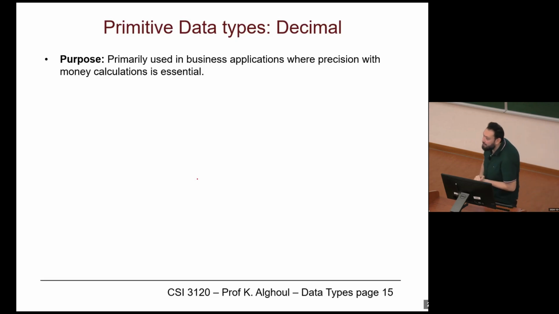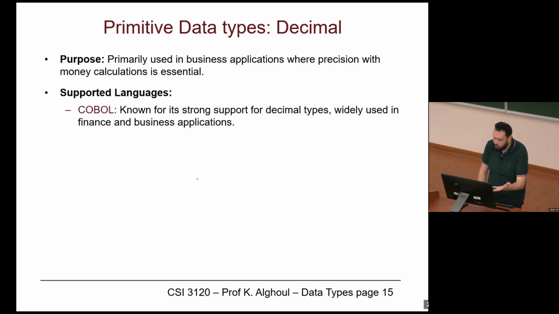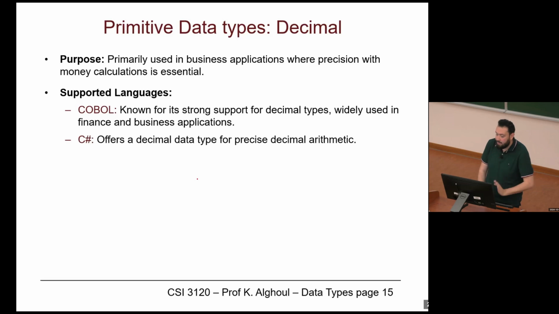So that means if I use a decimal, I'll be able to be more accurate. We're going to see an example. Some of the languages that support decimal as a type are C#, which is popular for supporting decimal, and also there's something called COBOL. I've never used it, but it's widely used in finance and business applications.